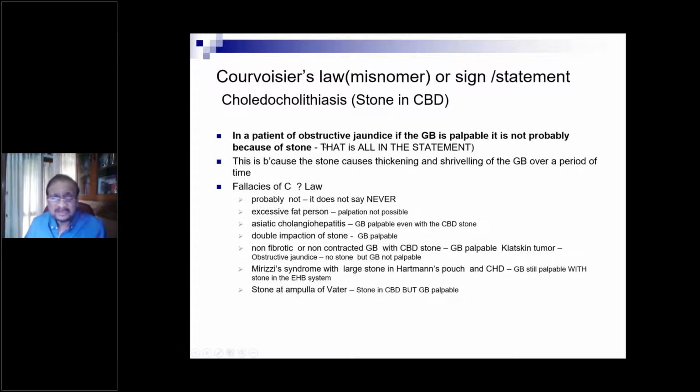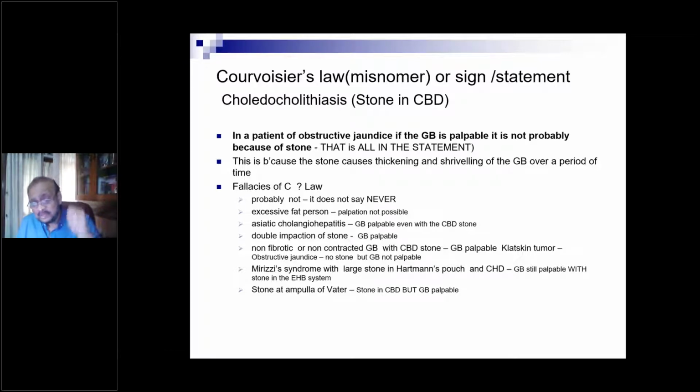And why this belief by Courvoisier? This is because the stone causes thickening and shriveling of the gallbladder over a period of time. That means if the stone has been there for a prolonged period of time, there have to be changes of chronic cholecystitis. And we all know chronic cholecystitis basically means what? Fibrosis and shortening of the gallbladder wall, a thickening of the gallbladder wall. So it gets a shriveled appearance. That's why you never see that.